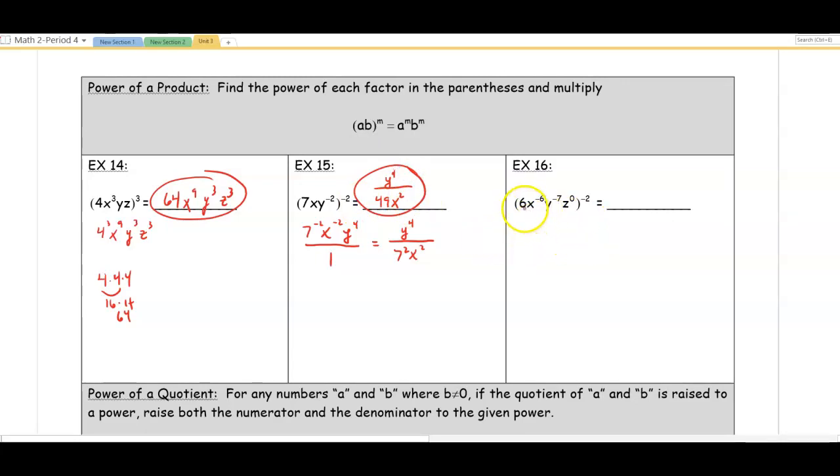The next one, I'm going to get 6 to the negative 2. X to the negative 6 to the negative 2, multiply them to get x to the positive 12. Y to the positive 14. Remember, z to the 0 is just going to be 1, so it kind of goes out of the way. This is a fraction over 1, so now 6 to the negative 2 has got to go down to make that exponent positive. X has a positive exponent, so it stays. Y has a positive exponent, so it stays. So we would get x to the 12th, y to the 14th, all over 6 squared, which is 36. Done.